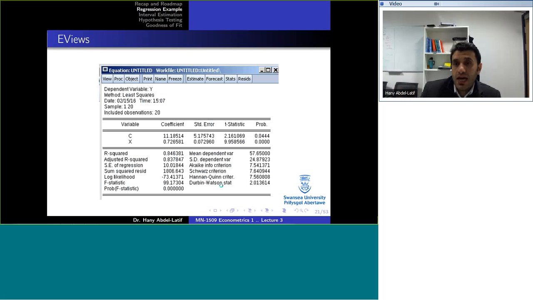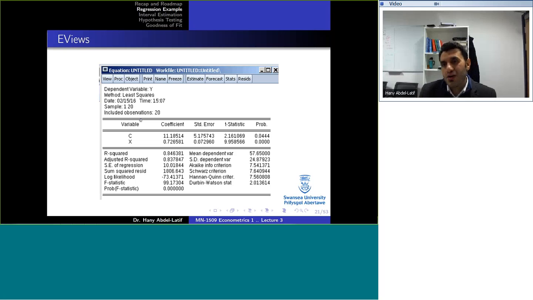Then you press OK, and here are the results. In the results, eViews reports which dependent variable you used, the method, the date when this was done, the sample, the number of observations in your sample, and the number of observations included in this regression.